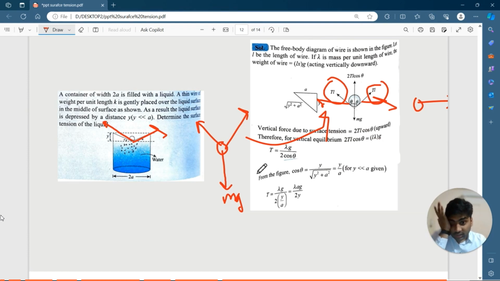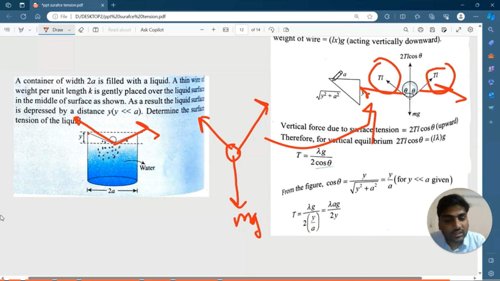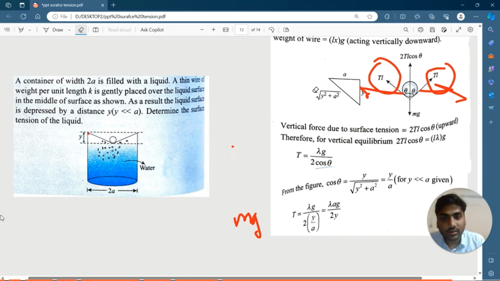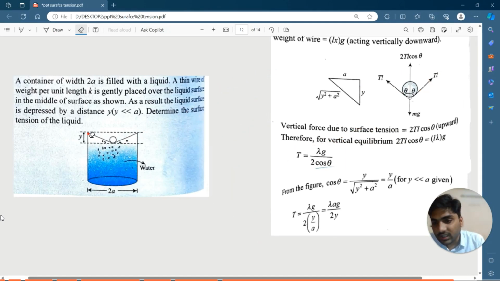The question is asking us to find the surface tension. We can easily find it. How? Can you see there is a triangle here? This triangle here only. Wait, let me erase these lines. Can you see this triangle here? Just try to find the cos theta in it. You will easily get what cos theta is: b by h.